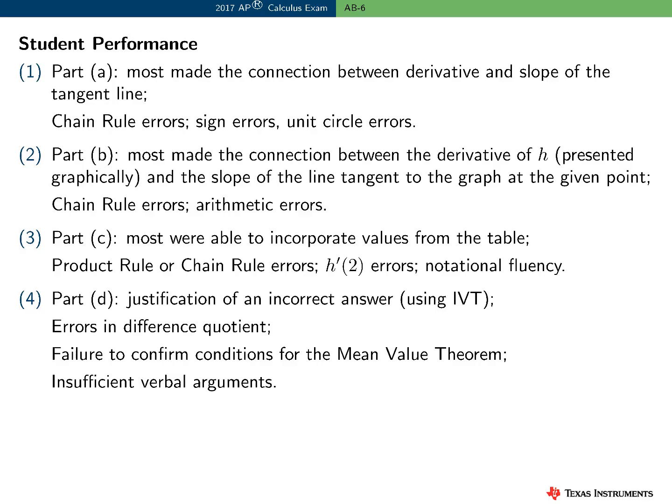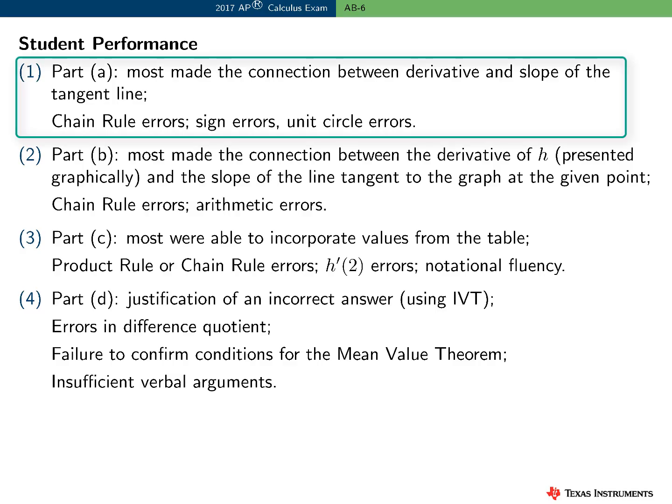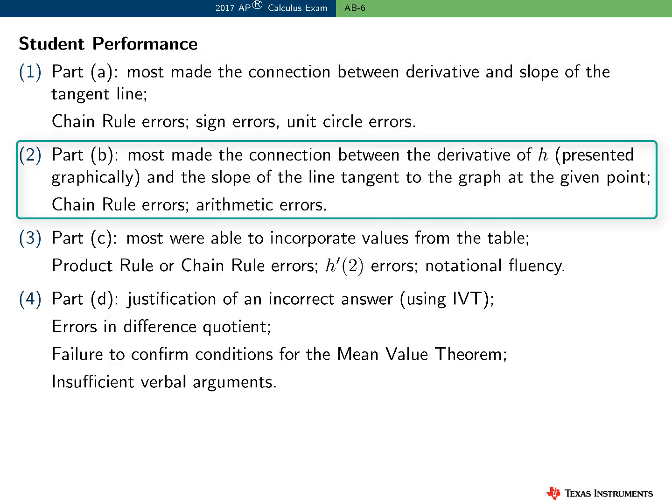Here are some general comments about student performance on this problem. In Part A, most students were able to make the connection between the derivative and the slope of the tangent line. However, many students made chain rule errors, or simple sign errors, or errors in evaluating the sine of pi or the sine of 2 pi. In Part B, most students made the connection between the derivative of h, which was presented graphically, and the slope of the line tangent to the graph at the given point. However, there were some chain rule errors and, unfortunately, some arithmetic errors.